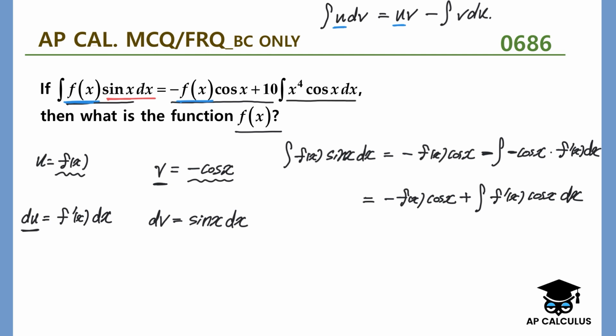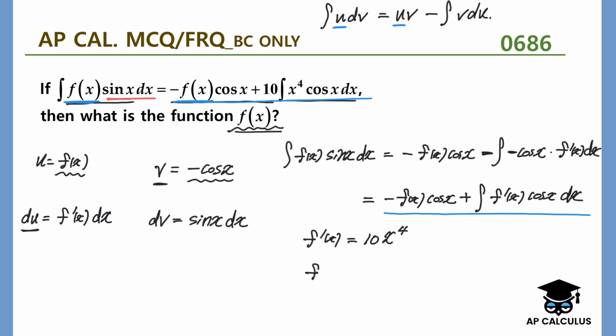And this whole expression is equal to the given expression, right? Here we have negative f of x cosine, negative f of x cosine. Here we have cosine, cosine. Here we have a 10x to the power of 4, and that must be equal to f prime of x, right? So we know that f prime of x is equal to 10 times x to the power of 4. And the question is, what is the function f of x?